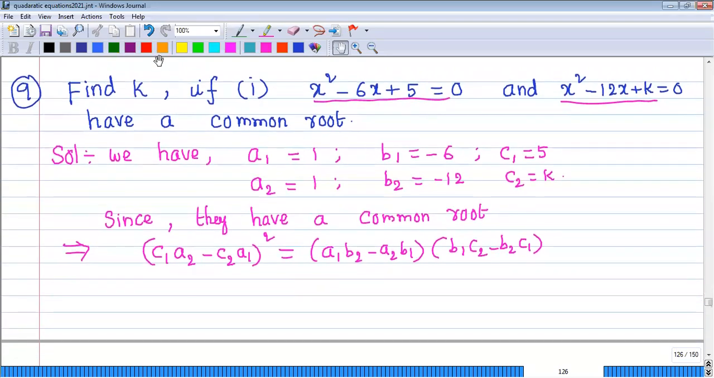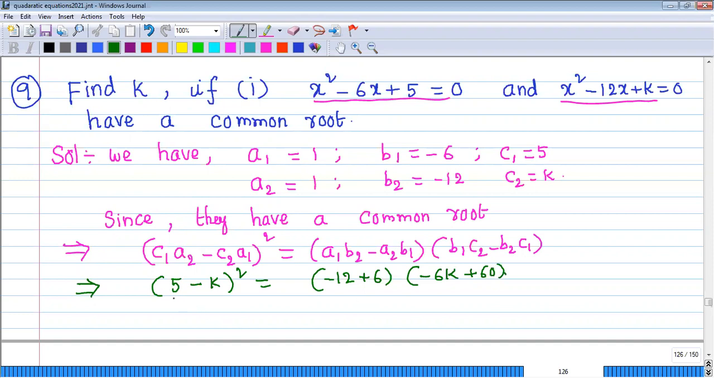If you substitute the respective values, what do you get? C1 is equal to 5, c1a2 is 5 into 1, that is 5, minus c2a1, which is k into 1, k, whole square equals a1b2 minus a2b1, that is minus 12 minus 1 into minus 6, plus 6, multiplied with b1c2, which means minus 6k, minus b2c1, minus into minus plus 12 into 5, that is 60.